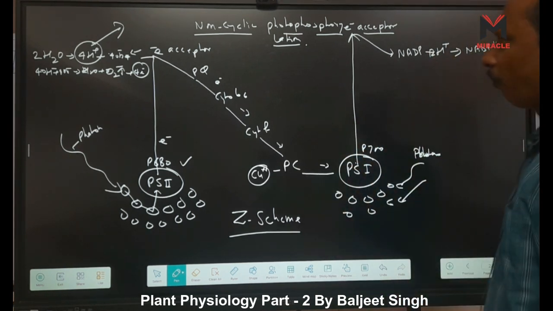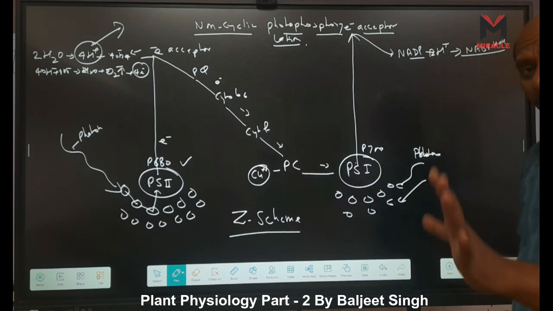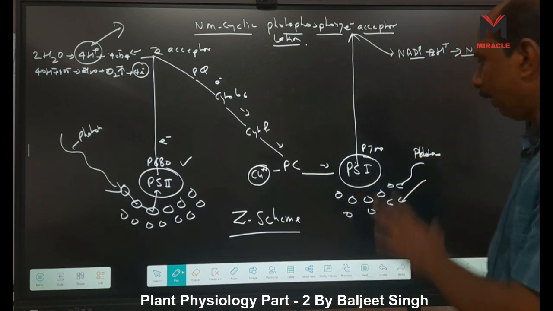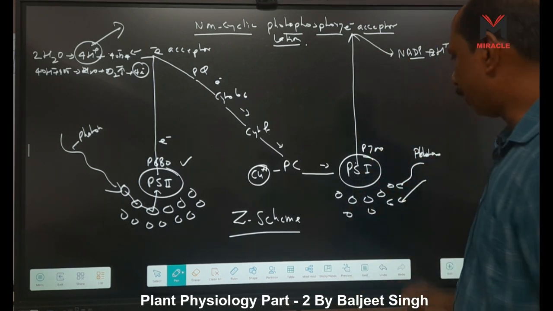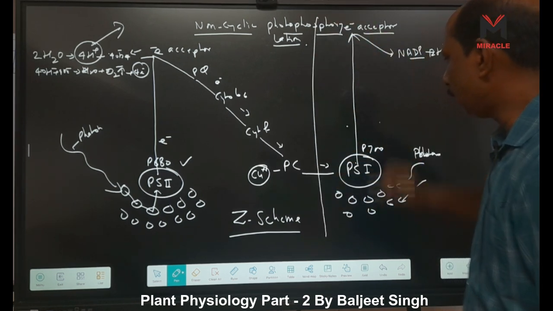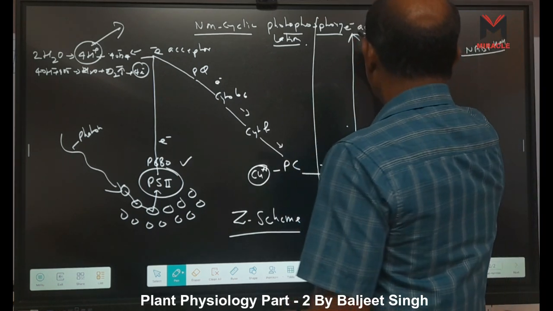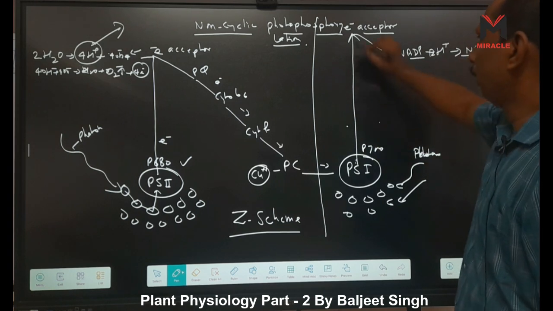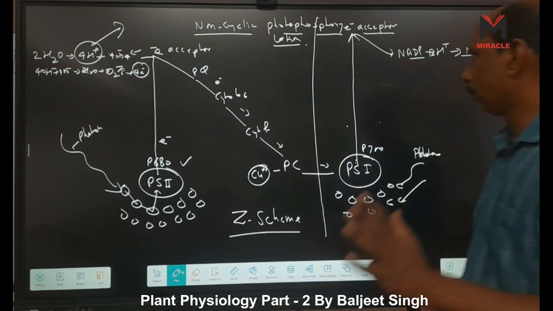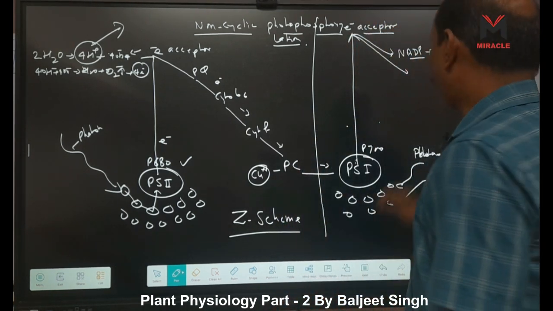In non-cyclic photophosphorylation, NADPH2 is formed, right? ATP is also formed here. How is the ATP formed? In cyclic photophosphorylation, only PS1 is responsible. So what happens in cyclic photophosphorylation? Look here, this electron which jumped from PS first is transported to another electron transport system, and in this system the first electron acceptor is phosphorylated.